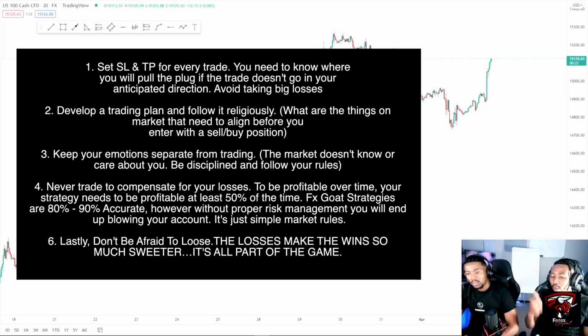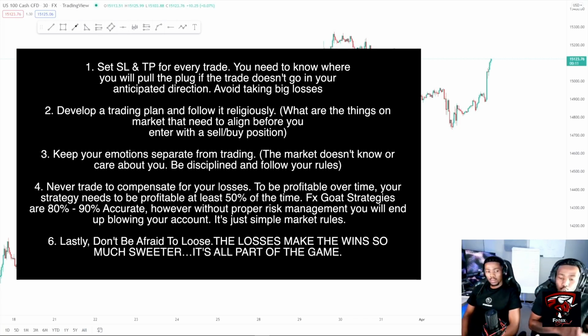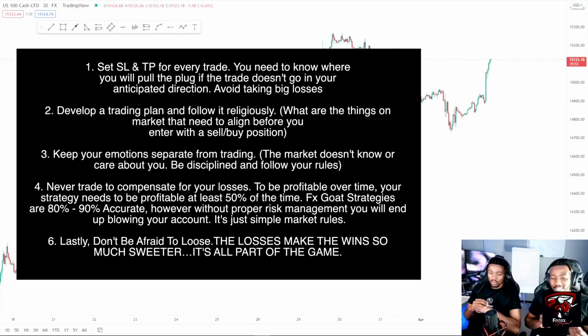You need to know when to pull the plug when things are not going together, guys. When the market is not going in your anticipated direction, you need to know when to cut. Why? The reason is because, guys, we need to avoid having big losses. Remember what I said, guys, when you grow a small account. Secondly, guys, develop a trading plan and follow it religiously.